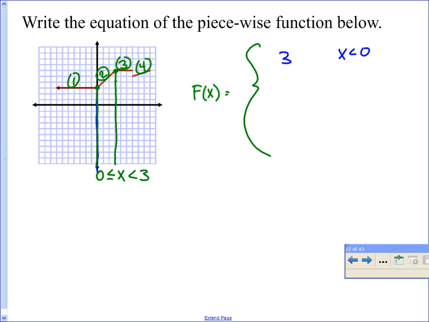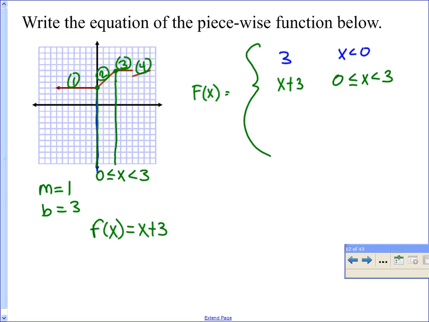Now we need to find the equation of this portion here. To me it looks like it has a slope, rise over run, of up 1 over 1. So it has a slope of 1, and a y-intercept of 3. That means our equation is going to be f of x equals x plus 3. So that takes care of our second equation, x plus 3, when x is between 0 and 3.